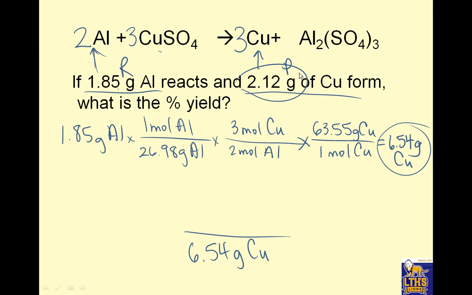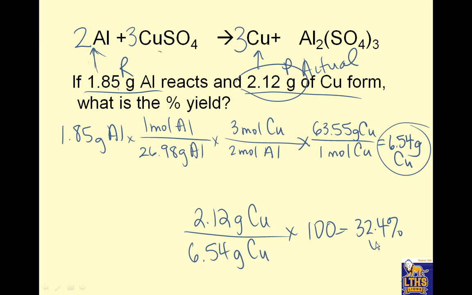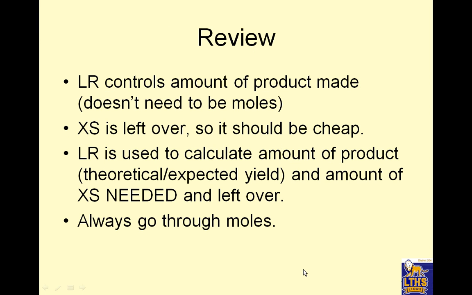Okay, and then this is actual product that I made in the lab. 2.12 grams of copper actually made in the lab gives me a 32.4% yield. Okay, actual over theoretical. Where'd I get the theoretical? From stoich. Where'd I get the actual? I made it in the lab, you betcha.